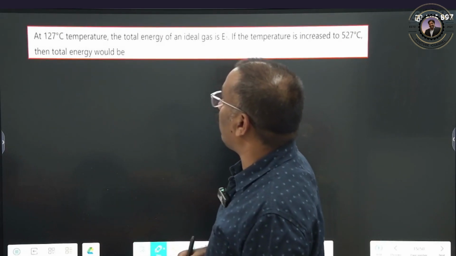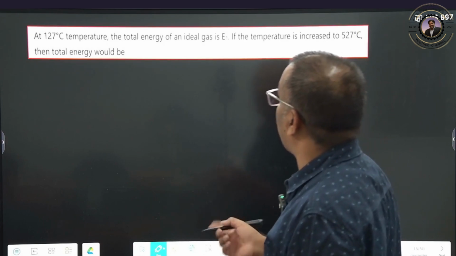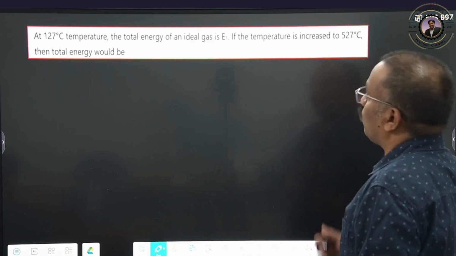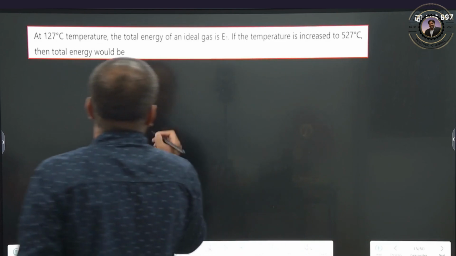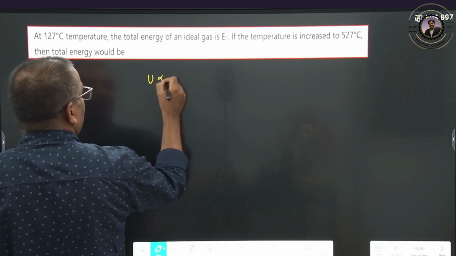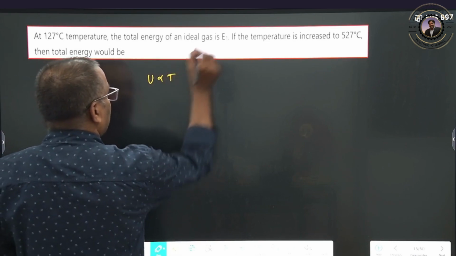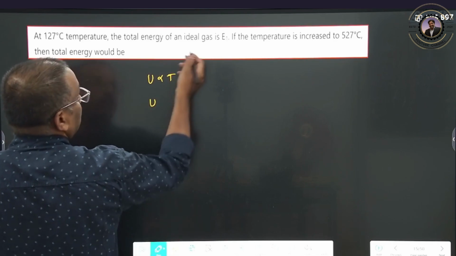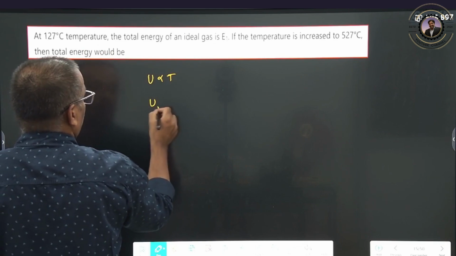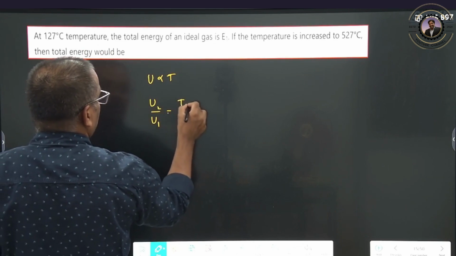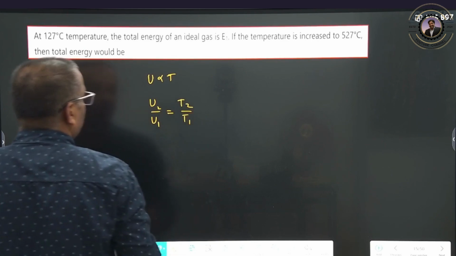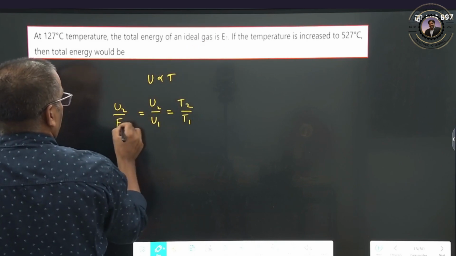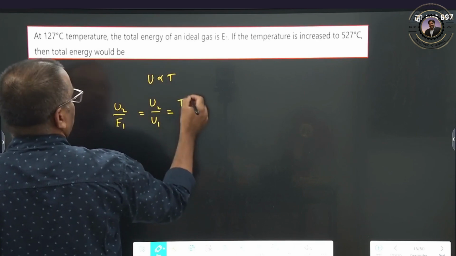At 127 degrees centigrade temperature, the total energy of the ideal gas is E1. Then if the temperature is increased to 527 degrees centigrade, then total energy? See, here total energy is directly proportional to the absolute temperature. Clear? So therefore U2 by U1 is equals to T2 by T1. This U2 we want to calculate. U1 is given as E1.